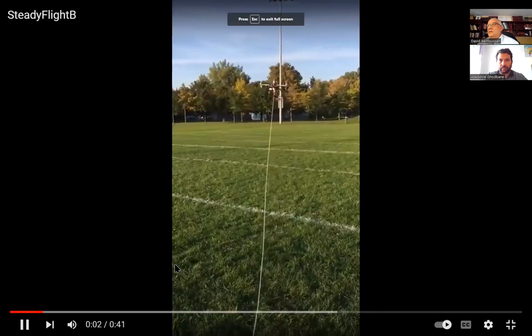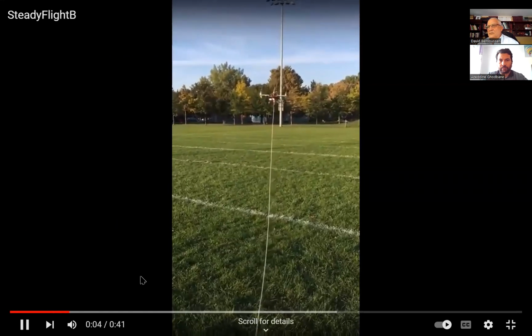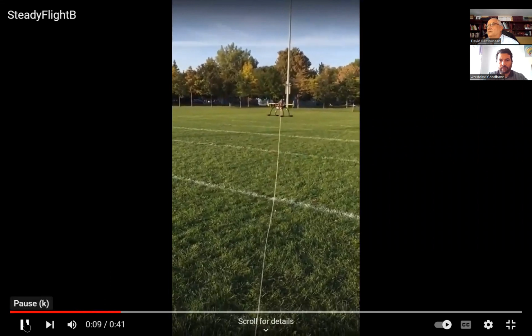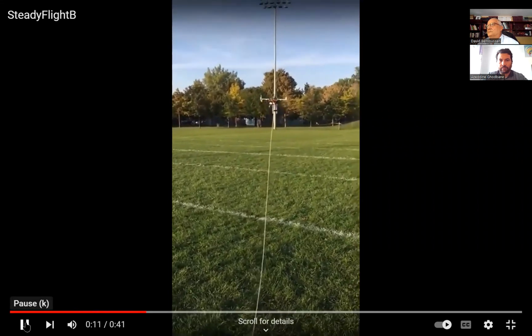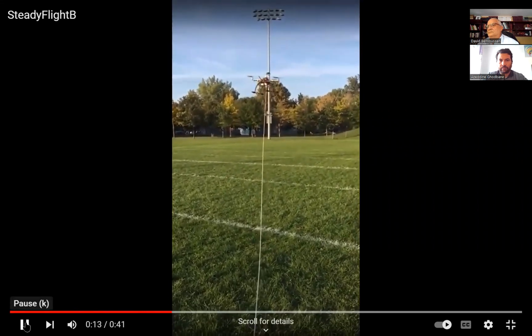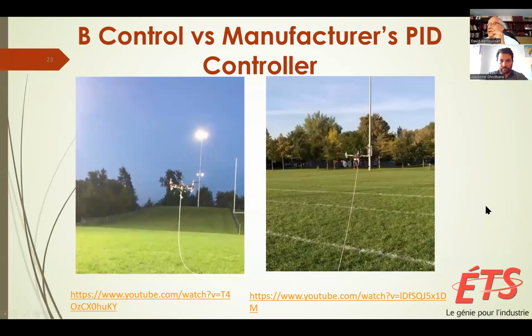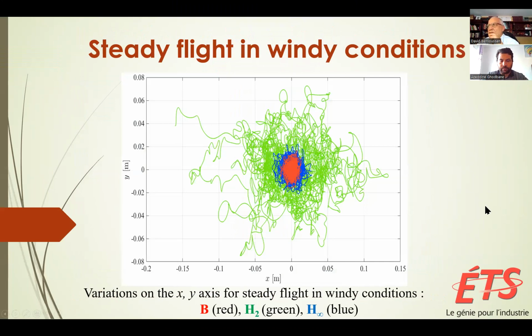You see here, trying to get as close as possible to the pole. Let's start. We continue. Those are the horizontal swings measured using the PID controller, H2 is the green one, H infinity is the blue one. As you can see, with our controller, we get better results.